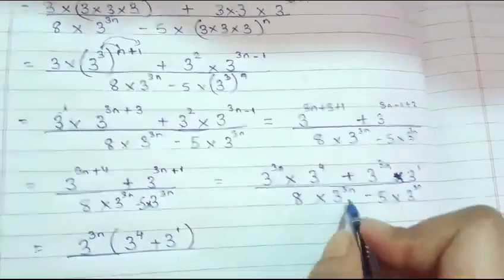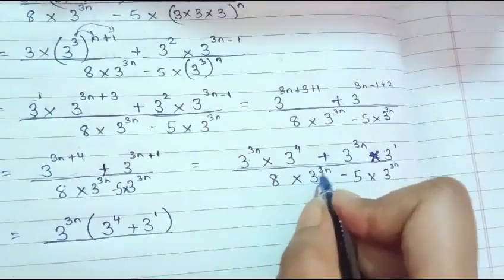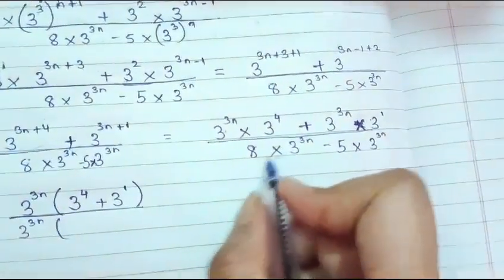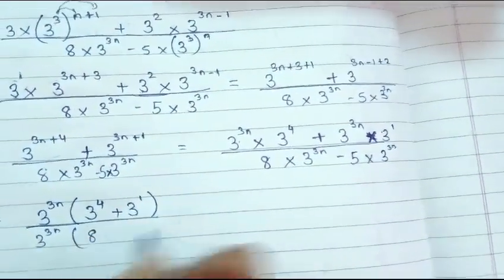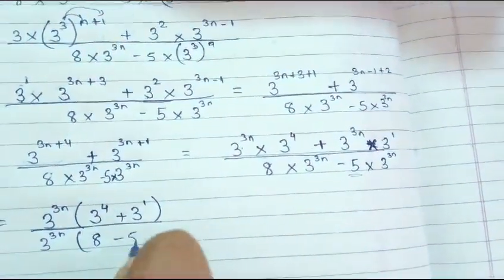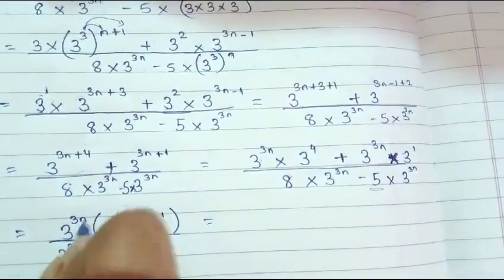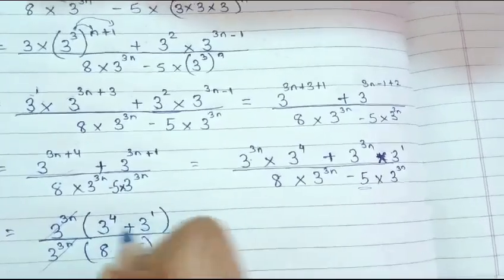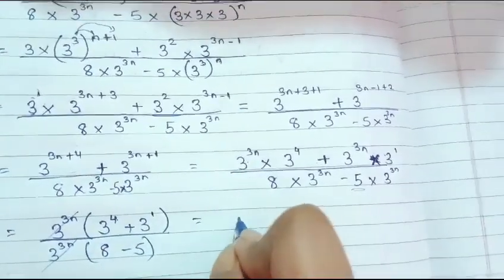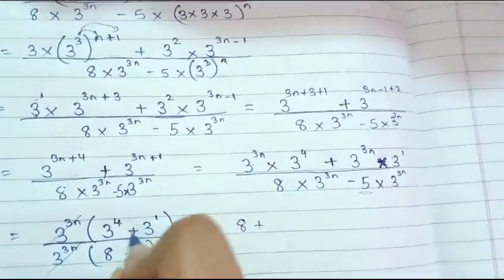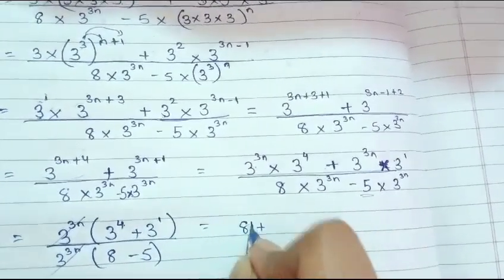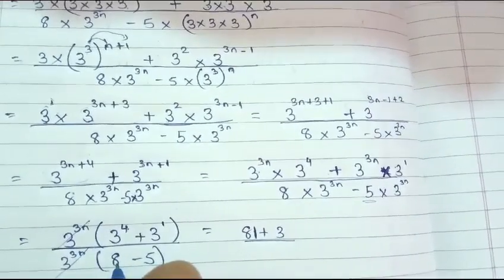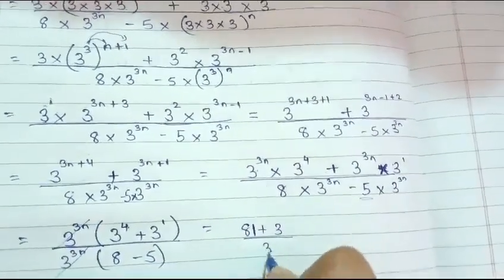divided by, we have to take out 3 to the power 3n common. Okay, what are we left with? We are left with 8 and this minus 5. So this 3 raised to the power 3n gets cancelled. Okay, and here inside we are left with 3 to the power 4, that is 81, plus 3 to the power 1 is 3, divided by 8 minus 5 is 3.